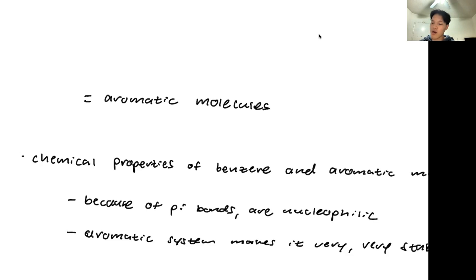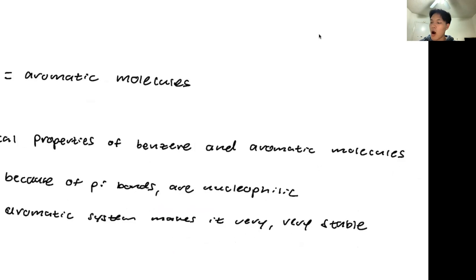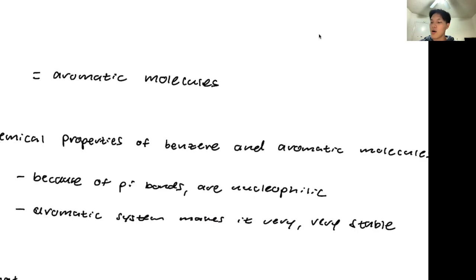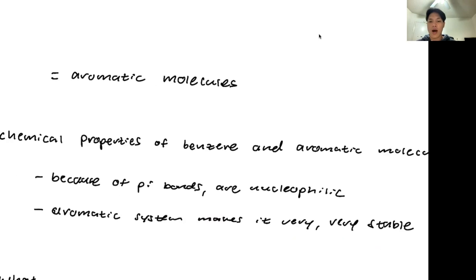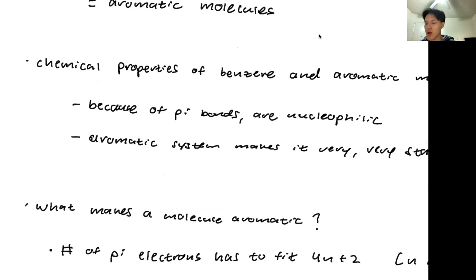Okay, so they are nucleophilic, and aromatic systems are very, very stable. They're one of the most stable systems, even more stable than a tertiary carbocation or a tertiary radical, because each of them has pi electrons, and those pi electrons contribute their electrons to the system. So they're very stable, to the point where if you react them with something, they're most likely going to keep what makes them aromatic. Okay, so let's actually see what makes a molecule aromatic.